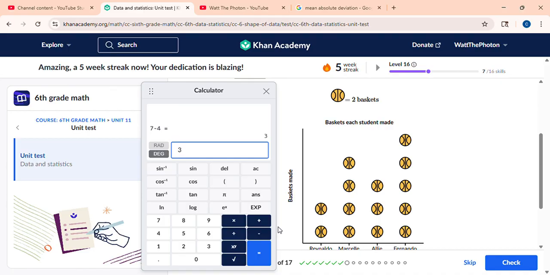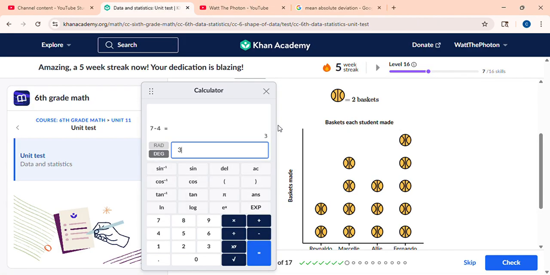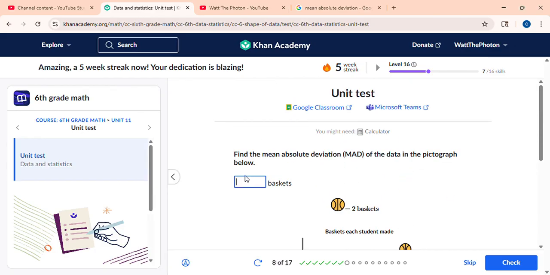1, 10, 10, so that's also 3. Makes sense. So 7 minus 4, 10, 10, 1, 1. I believe that. Then add together, and then take the mean of all of those. So the mean of all of those is also 2. So we have 3 plus 1, so that's 8 over 4, which is equal to 2.